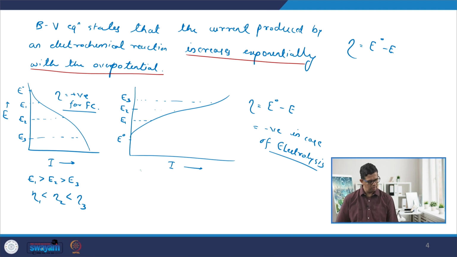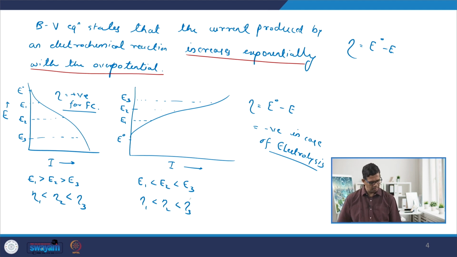How do we do it with the electrolysis? So your E1 is smaller than E2, which is smaller than E3. So your eta 1 is also smaller than eta 2 and eta 3.